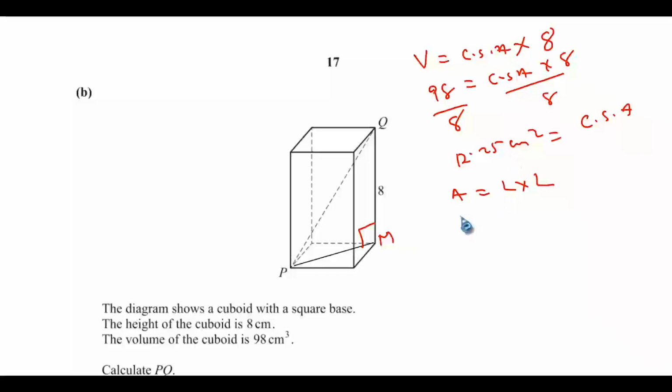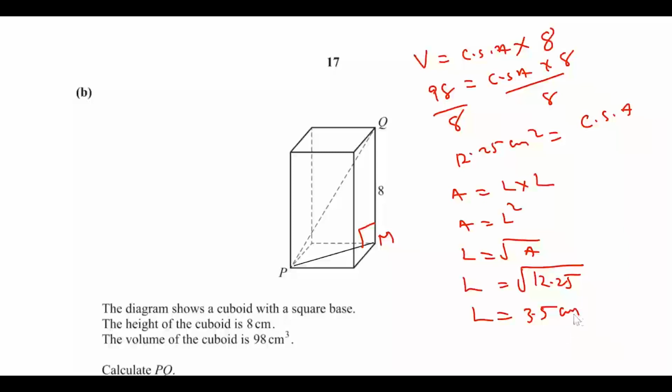So that means the area equals to L squared, and L will be equals to square root of the area. So a length here, L, will be equals to square root of the area of the square, which is 12.25. So when you do this, you get the length to be equals to 3.5 centimeters. So that will be the length of this. So the implication is that this is 3.5. This is 3.5.